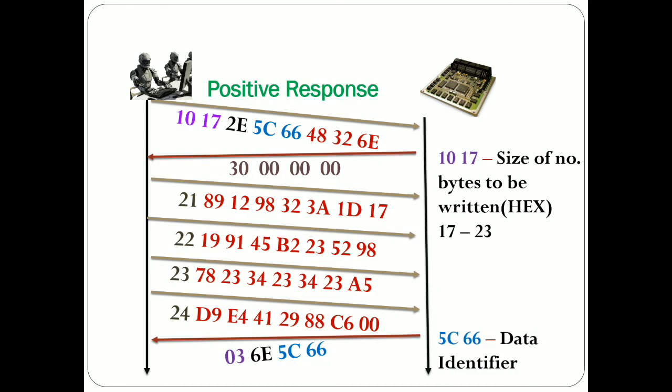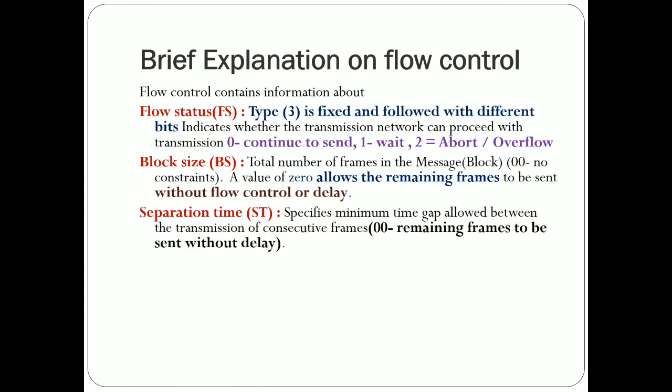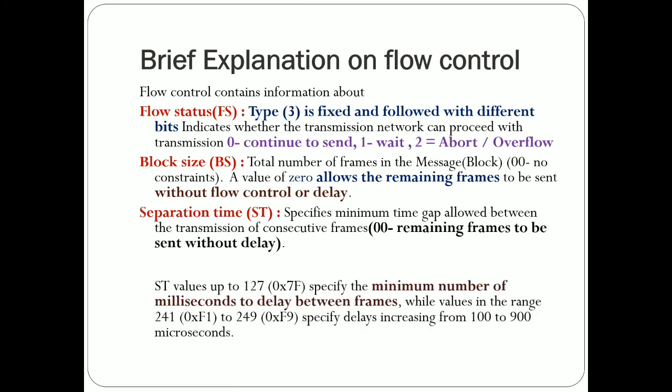Then the next 00 is time. Block size is done. Then separation time specifies the minimum time gap between consecutive frames. The remaining 00 means without any delay. If you give 01 or 02, as per the data sheet, 01 means some amount of time and 02 means some other amount of time, which you can enter into the testing process of flow control. But again, it should be implemented in the developer's code.